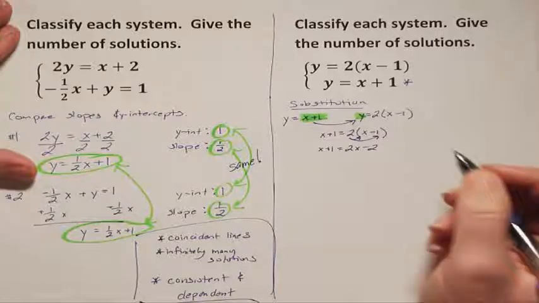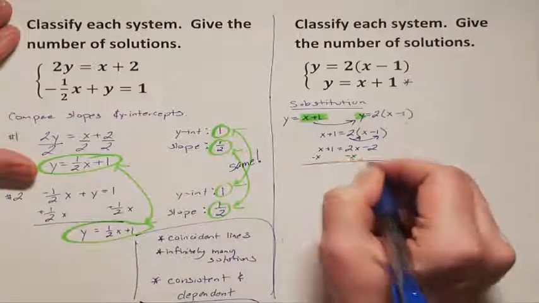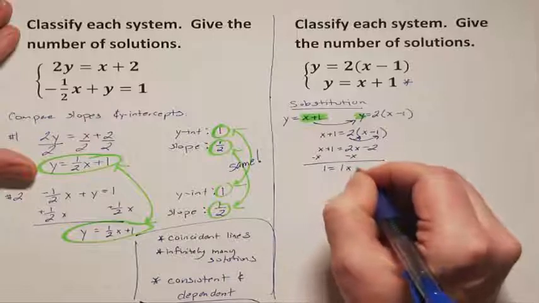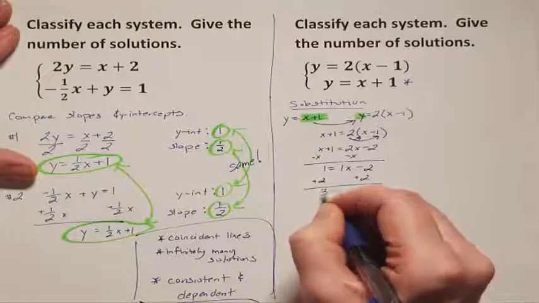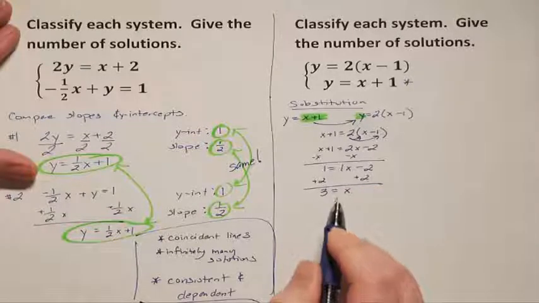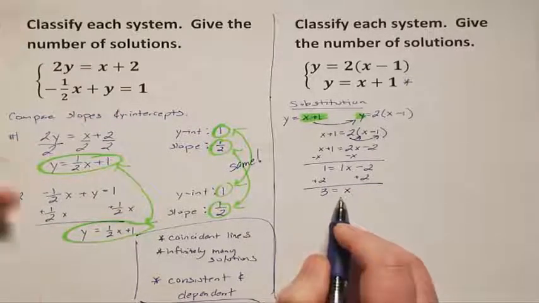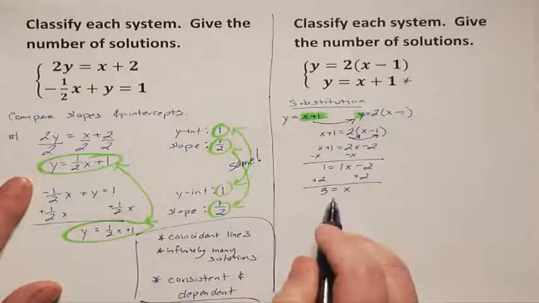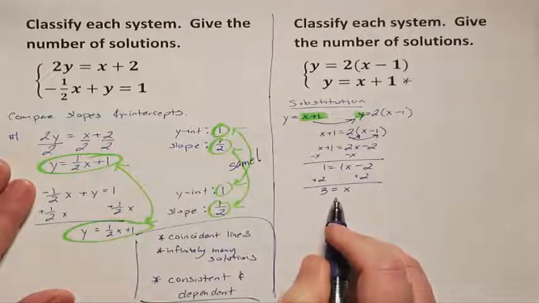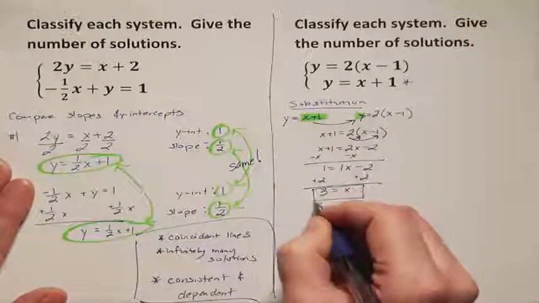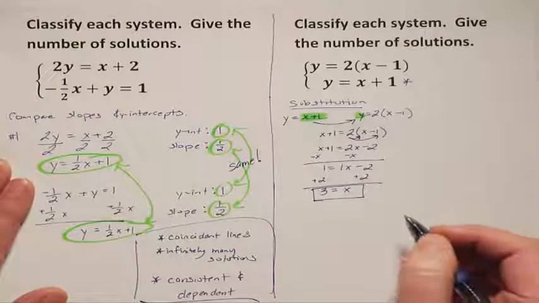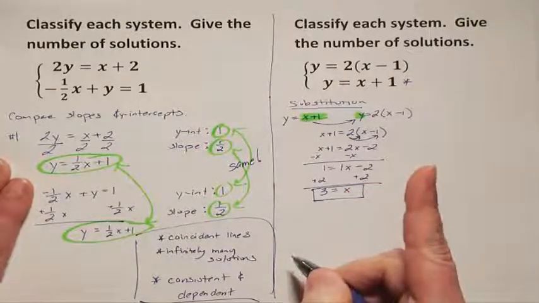I need to solve for x. I'm going to subtract x from each side. I get 1 equals 1x minus 2. Add 2 to each side. I get 3 equals x. I found an answer. If I found something, then how many locations will they cross at? I know immediately I'm going to find my one answer where they intersect.